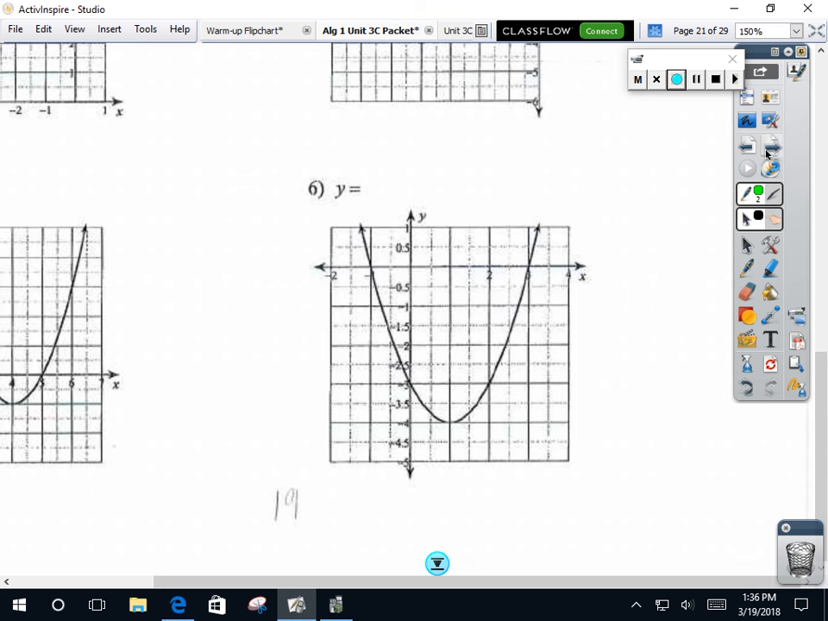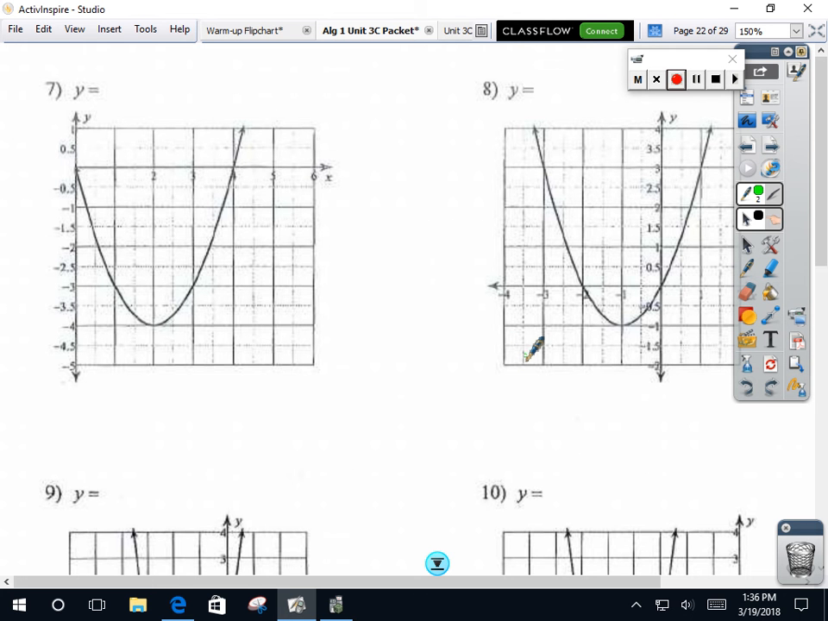Well, there's a few that are a little bit different. Okay, number 7. This time, what are the solutions? What are those x-intercepts? 0 and 4. Now, you obviously know how to write 4 as a factor. It's just x minus 4. How do you write 0 as a factor? Yes, you do. Just an x.